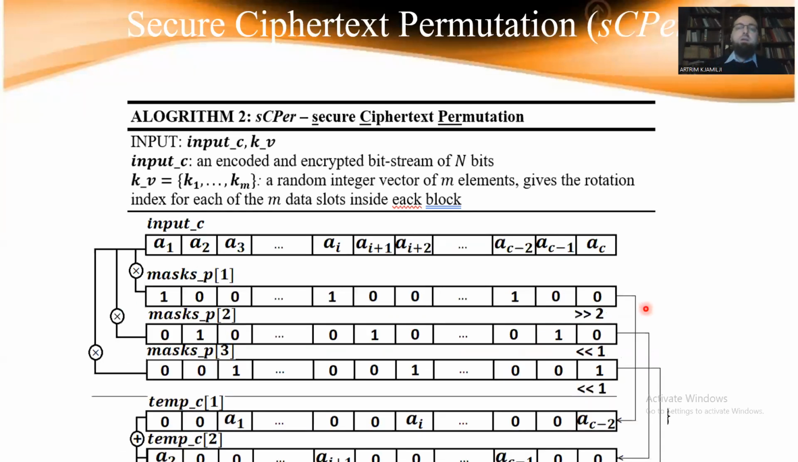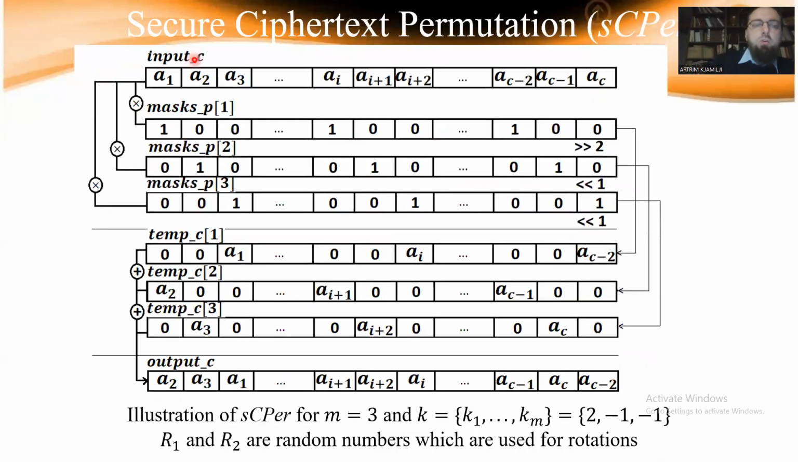How do we do that? It's illustrated in this figure. For all of the m elements, we construct a mask. This mask has 1 in the first slot of each block. So we multiply the input with the mask, and we get A1 as the first element of each block. Then we rotate it by 2 to the right, and here it comes. So A1 goes to its place, the third place, from the first.